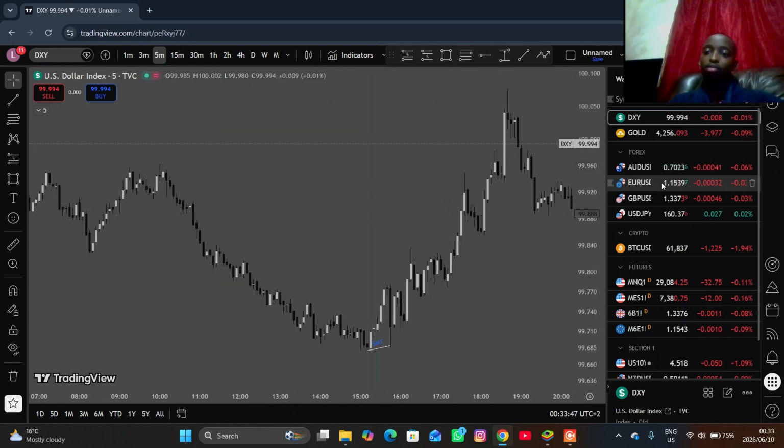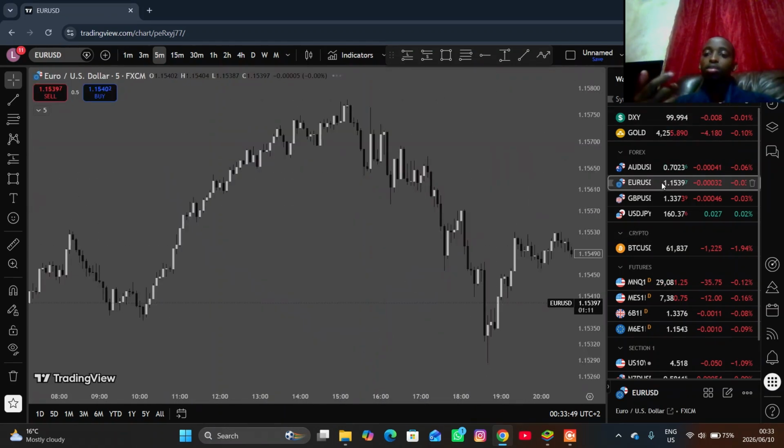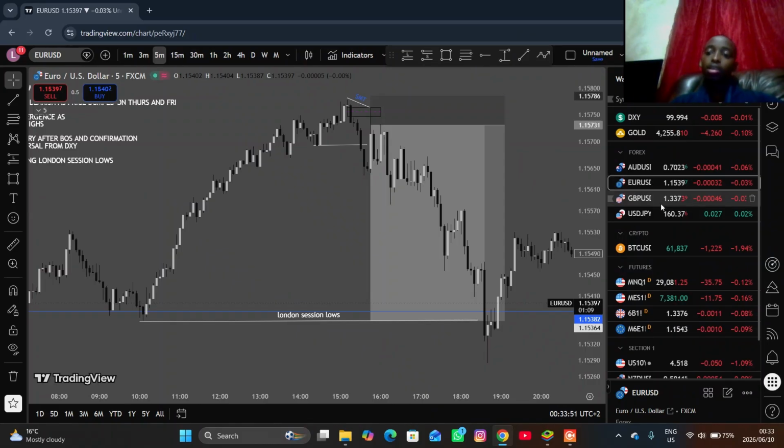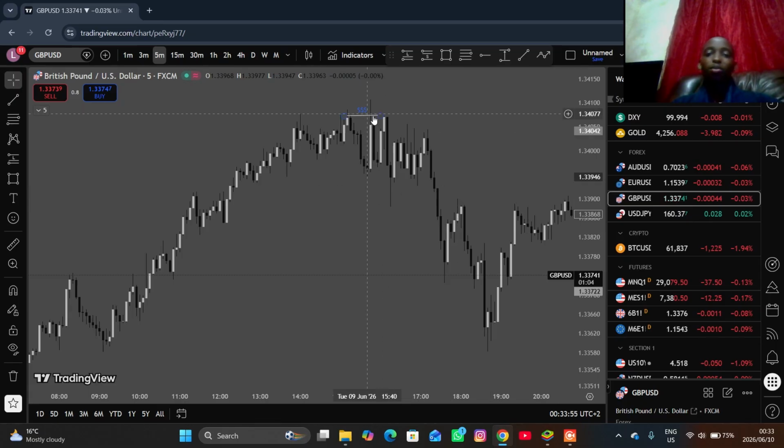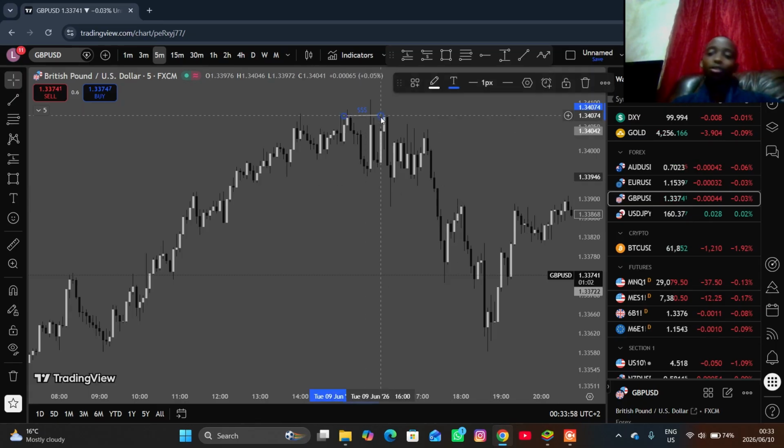So yeah, whatever the DXY does is usually the opposite of the Euro USD, and GBP usually goes with Euro USD but shows moves. Yeah, I don't even know if you know what I mean.